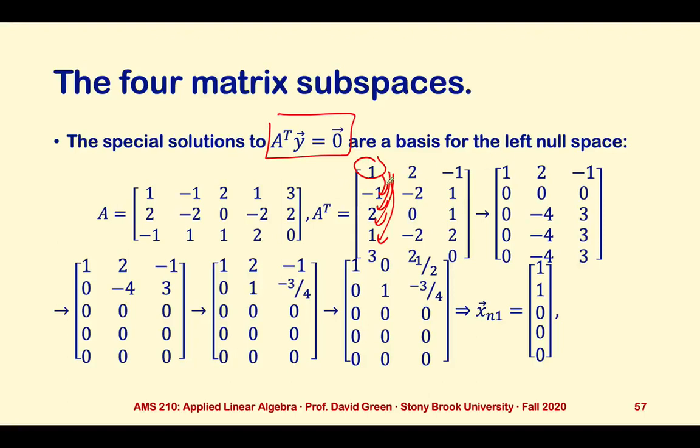Second row plus the first gives us 0, 0, and 0. The third row minus 2 times the first gives us 2 minus 2 is 0, 0 minus 2 is -4, 1 minus -2 is 3. The fourth row minus the first row, 1 minus 1 is 0, -2 minus 4, minus 2 is -4, 2 minus -1 is 3.